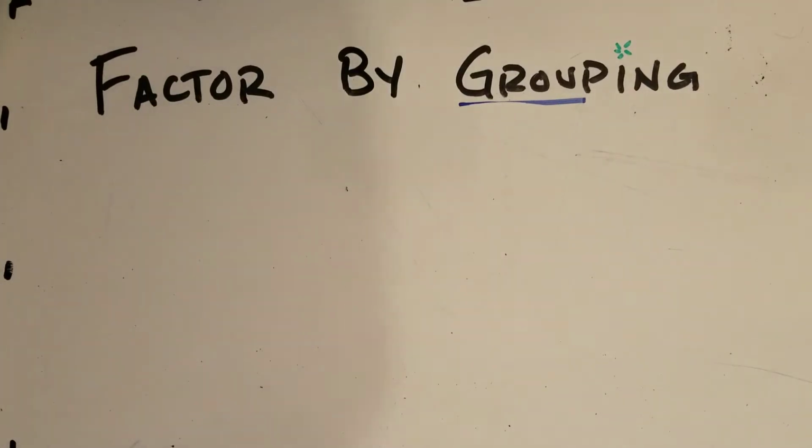Hey guys, today we're going to talk about another method of factoring called factor by grouping. This comes up when you have four terms in a polynomial and you're trying to factor. So that's going to be the pattern we look for to use this method.